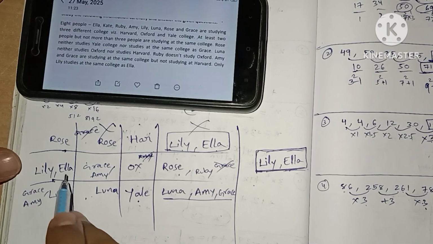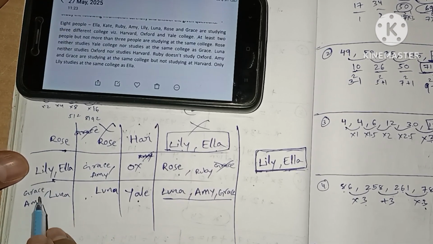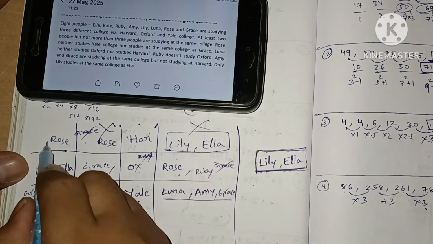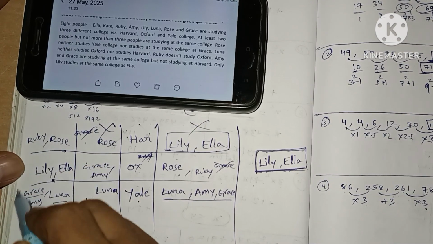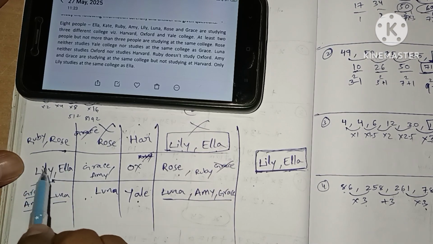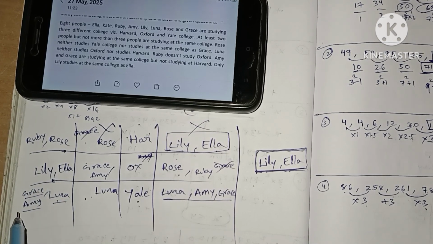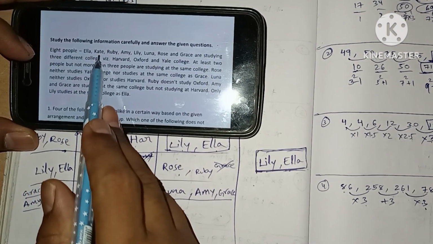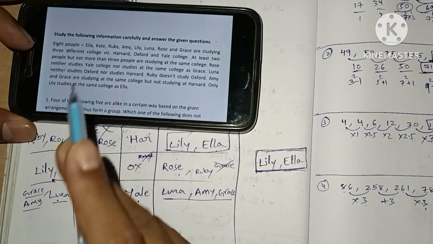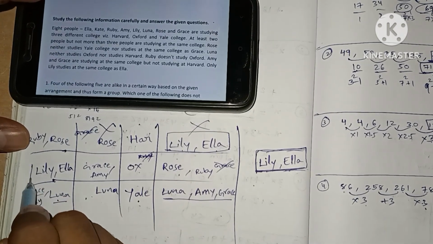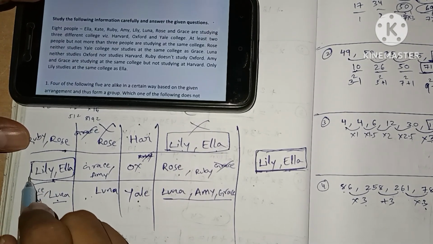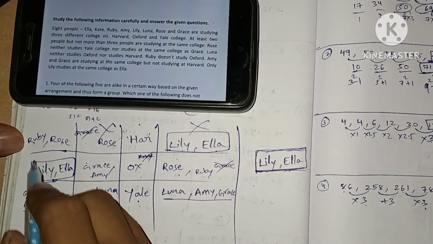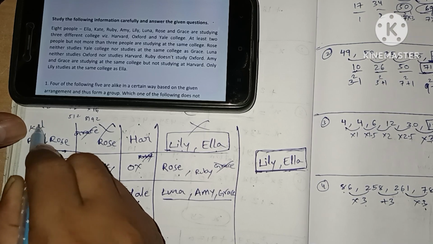Let's see this one, the last case. We cannot place Ruby in this Oxford. So here we have 1, 2 and 3 people. We cannot place Ruby here either. So the only place for Ruby is this one. So how many people do we have? 1, 2, 3, 4, 5, 6, 7. And we are left with one more person, which is Kate. Ella and Lily are the only two people sitting with each other in this college. So here we have completed three. So there is only one place for Kate in this one.